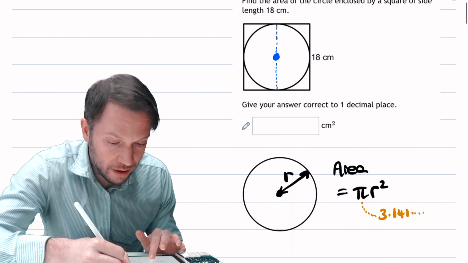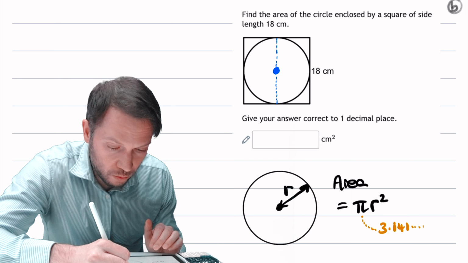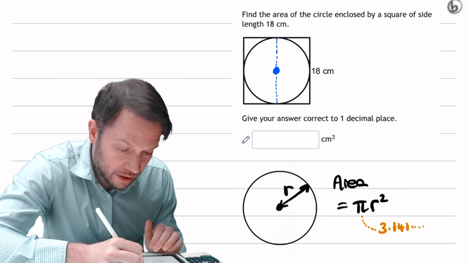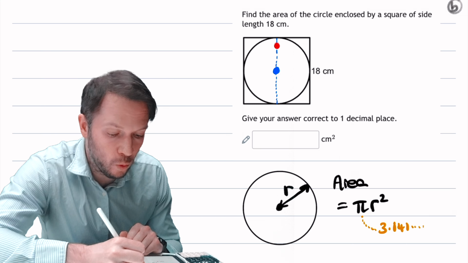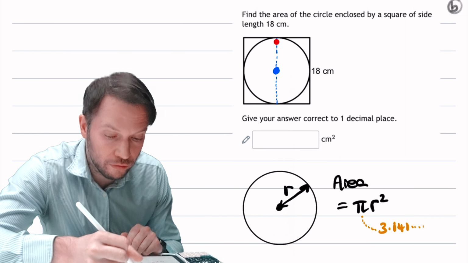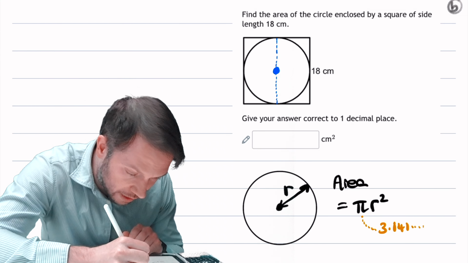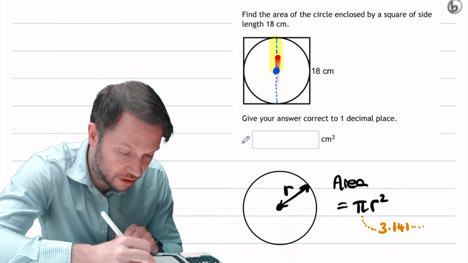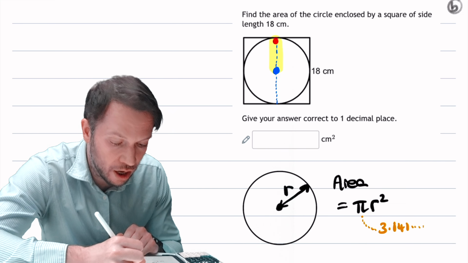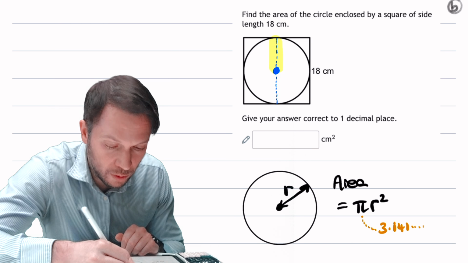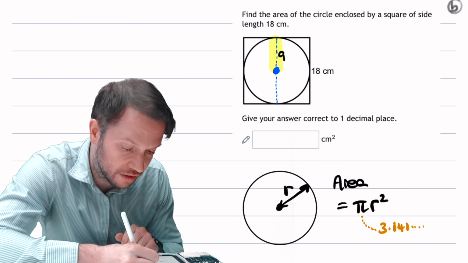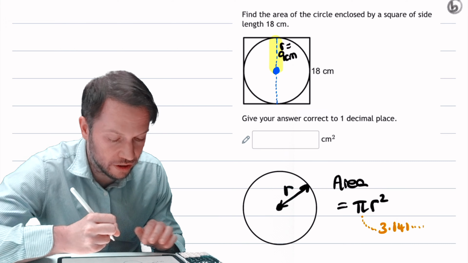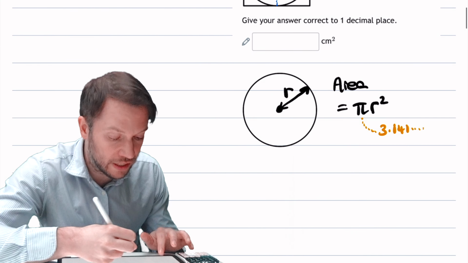Now, here, we don't have the radius of the circle. We have the diameter of the circle, so the length from one end of the circle to the other. We just want the radius, and the radius would just be this portion here. Now, all we need to do is just halve the 18, because that's 18, this is 18, halve it to just get the radius, which is going to be 9 centimetres. So that's our r is equal to 9 centimetres. So we just substitute that into the formula.